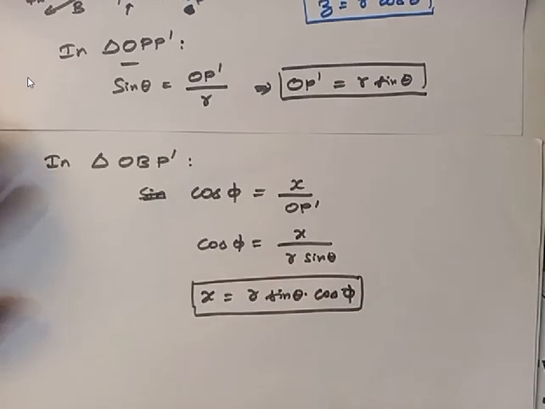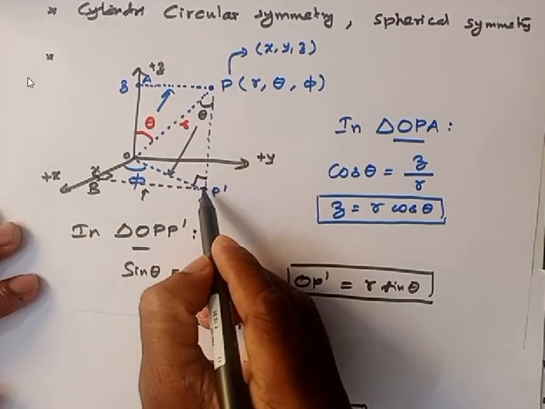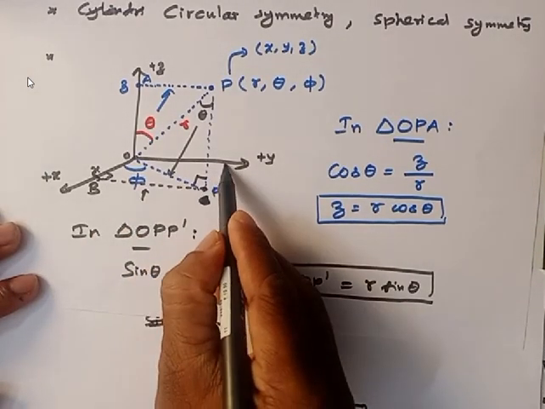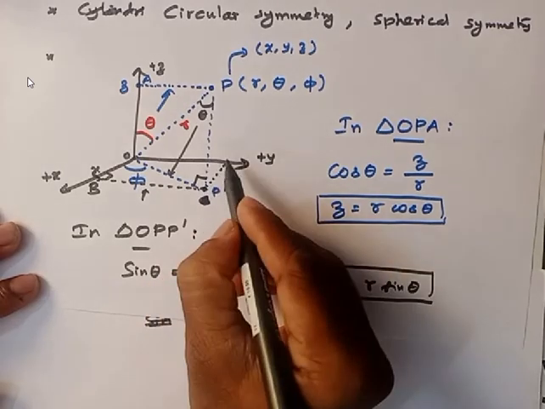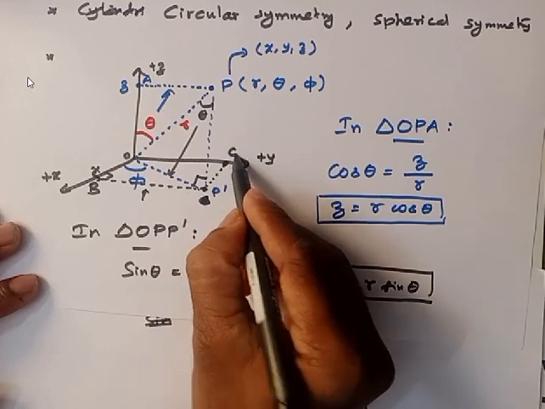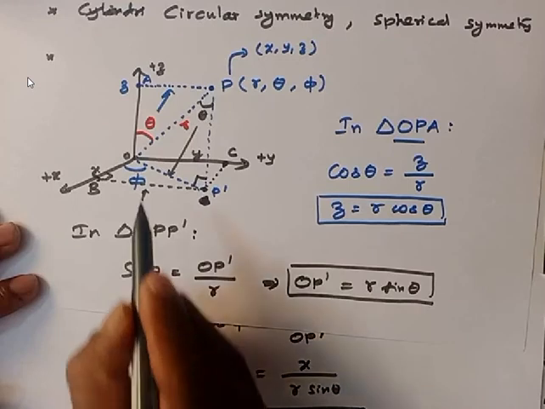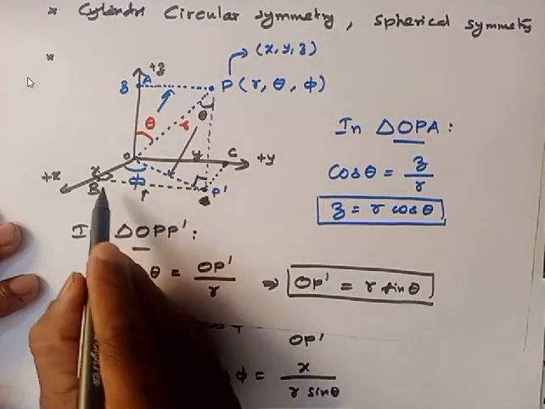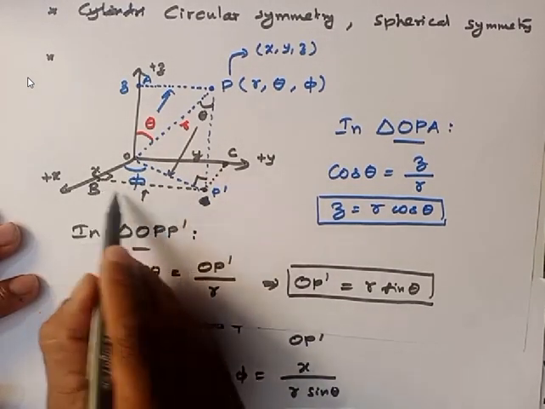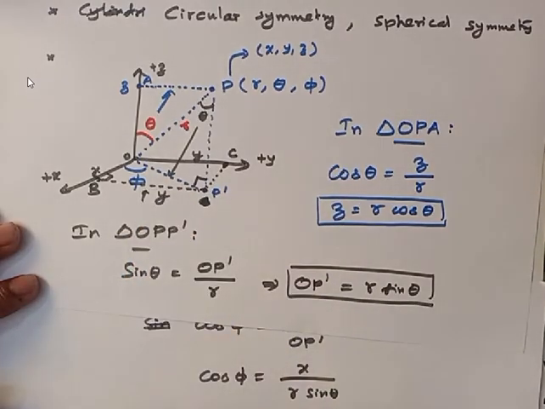Then I'll take the same triangle. I'll draw a perpendicular from P prime to the y-axis. It makes a point on the y-axis. Let me take that point as C. This length OC is nothing but y, and you know very well the length OC and the length BP prime are one and the same. So if this is y, this is also y.